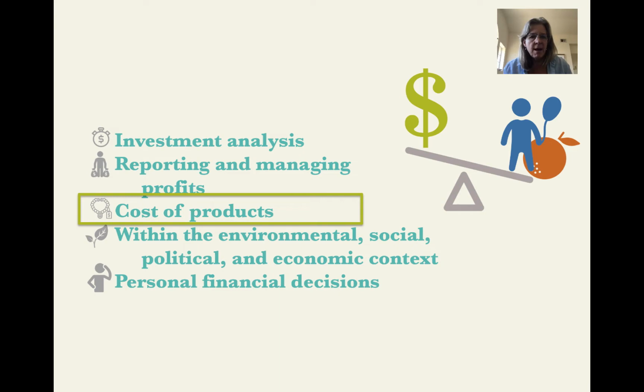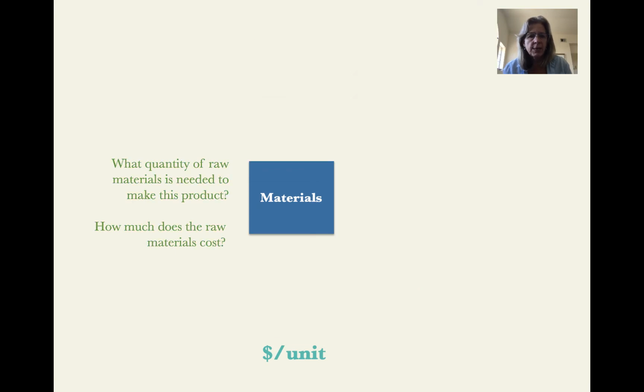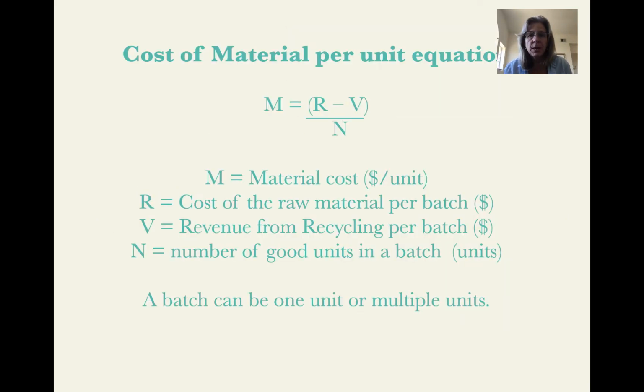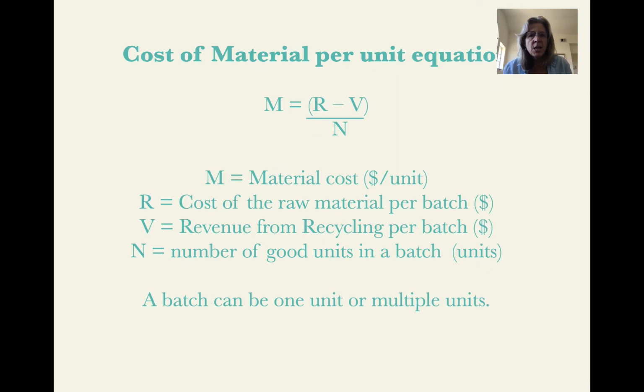This particular video is the second in two videos about material cost per unit, and it's another example. This is in the area of cost of products, one of the five topics we're covering in IME 315. Again, the point here is we're trying to calculate fully allocated cost, which is made up of labor, materials, and overhead. This video looks at material calculations particularly, the cost per unit and also the quantity used to make the materials. So we use this equation, M is equal to R minus V over N, defined as we talked about in the previous video.